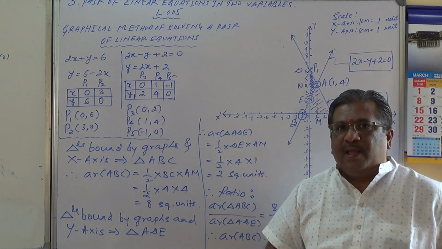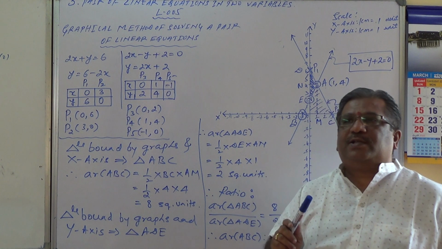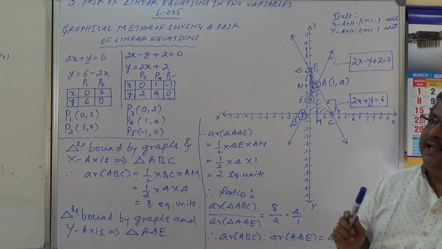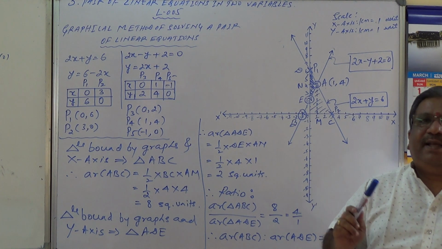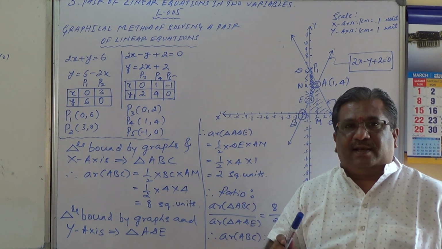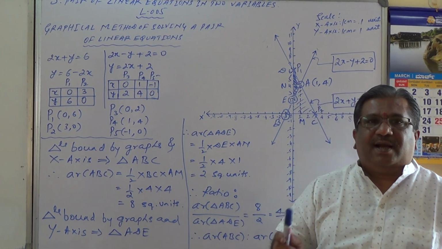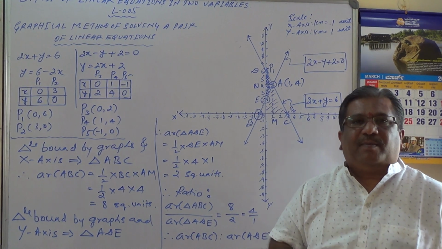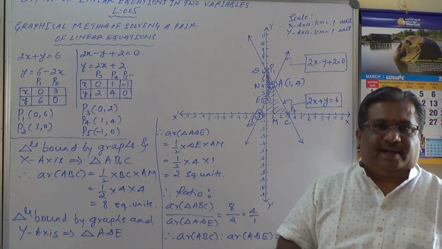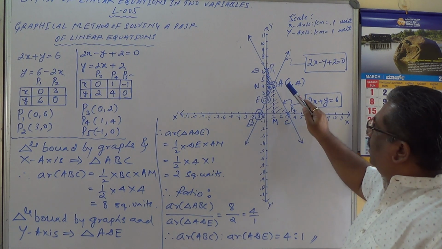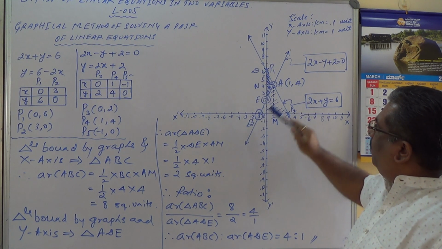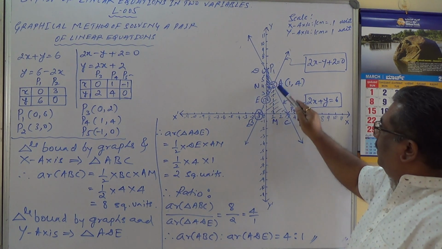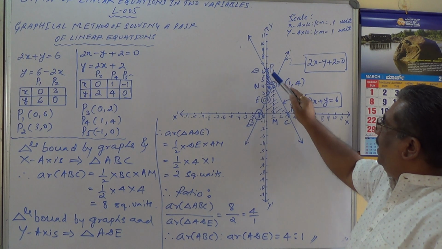Take the ratios. While taking the ratios, you must ensure what ratios he has asked for. In the question he has asked, find the ratio of areas of the triangle formed by the lines and the x-axis to the area of the triangle formed by the two lines and the y-axis. Definitely the ratio asked is area ABC is to area ADE, which means area ABC divided by area ADE.